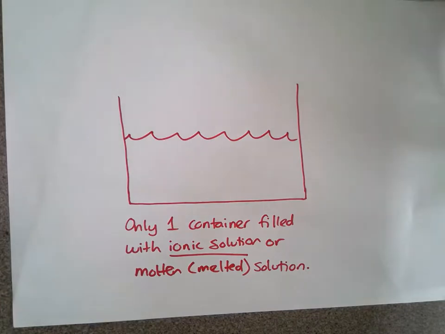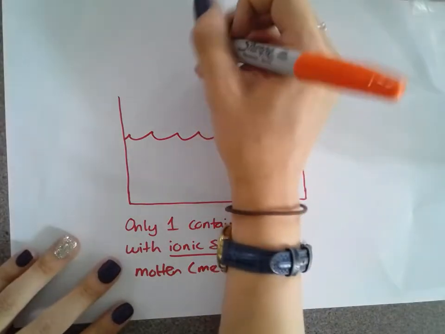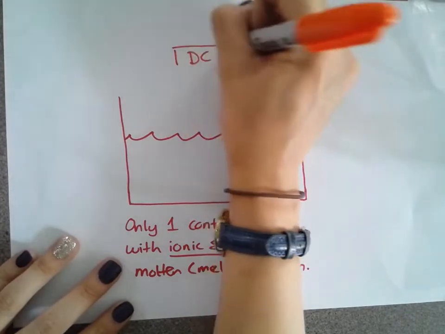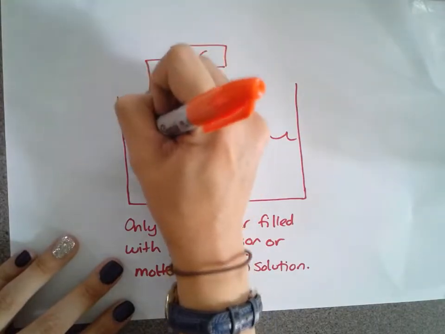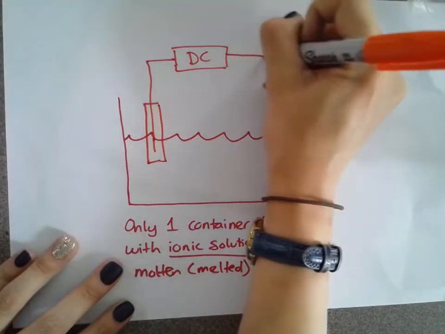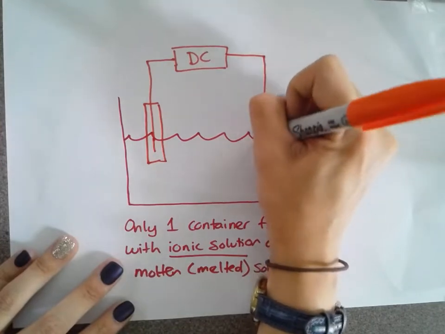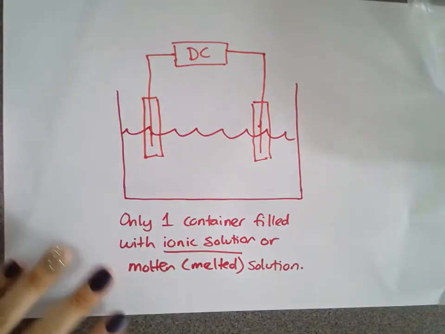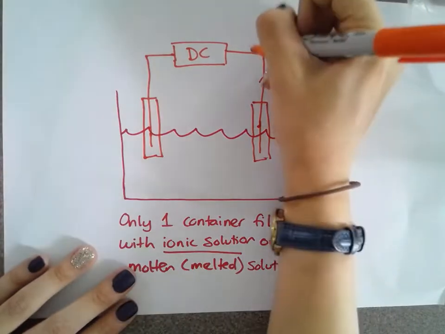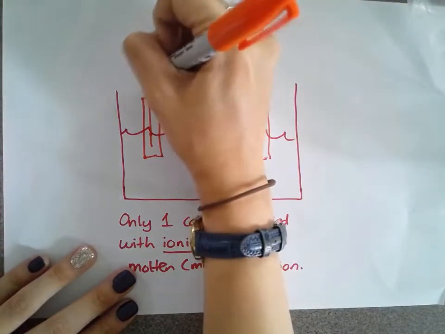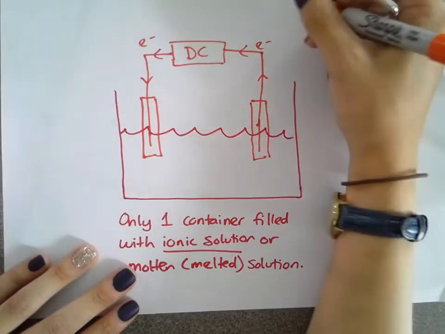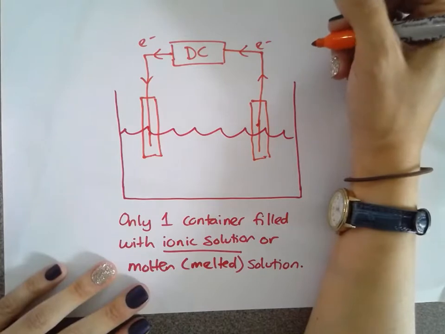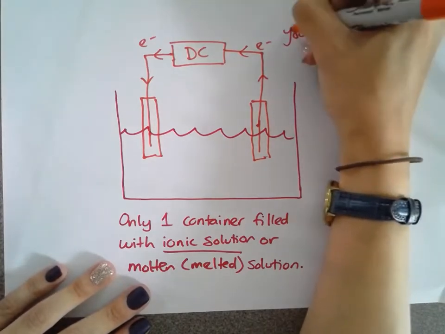All right. Number two is I need to have an energy source. So I need to have a direct current. I have two electrodes going in. And my electrons will be going in this direction. You can draw it in the other direction. I'm just drawing it in this direction because that's the way I like to draw it. So you need an energy supply.